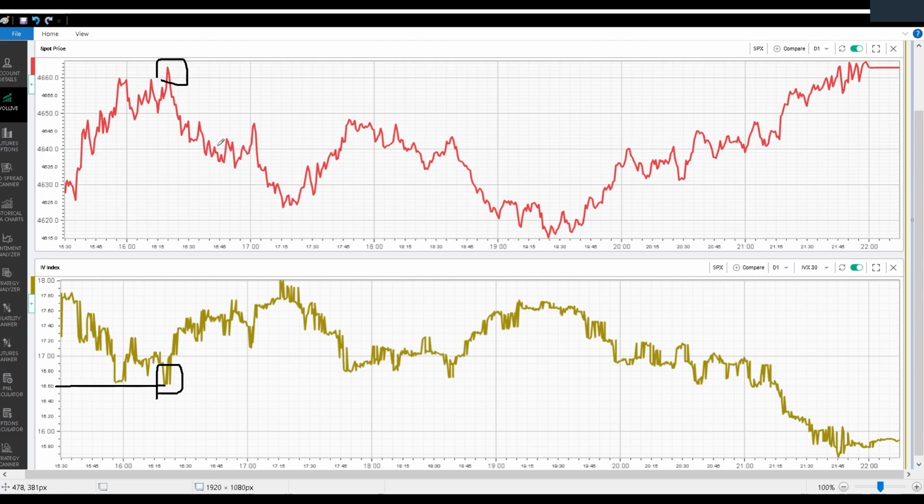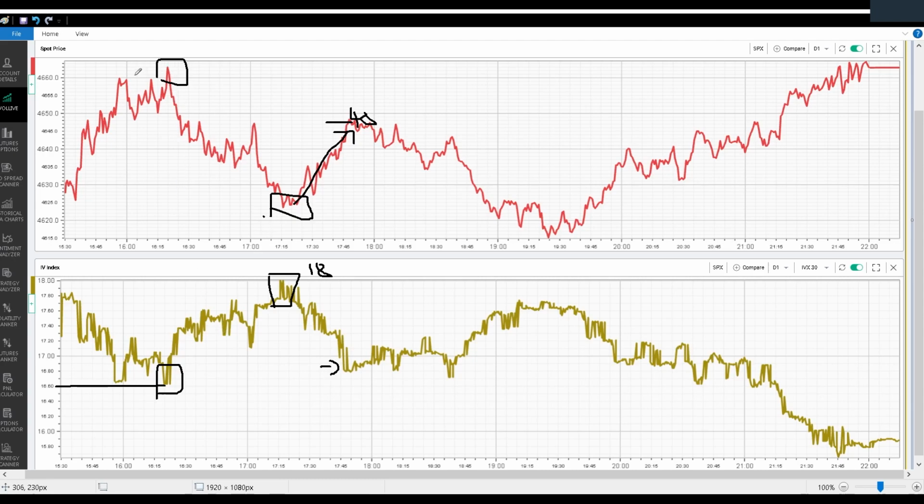We then have a move down, and we reach 46.25, and IV reaches, on the other hand, around 18. So we get to 18 on IV. Next thing we have this move higher, back up. We reach about 48, right? And IV gets back to this level. So that's the first thing that I want you to notice.